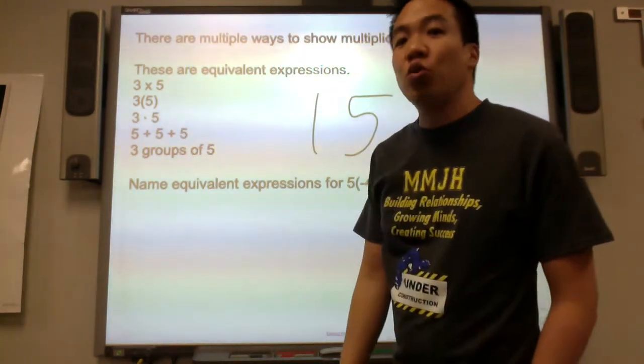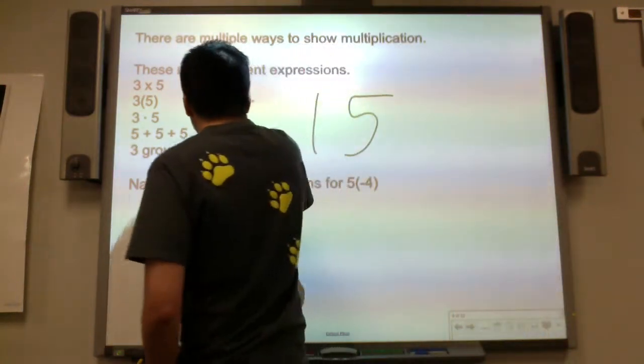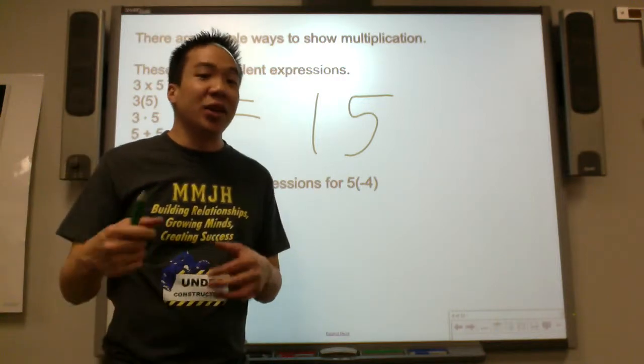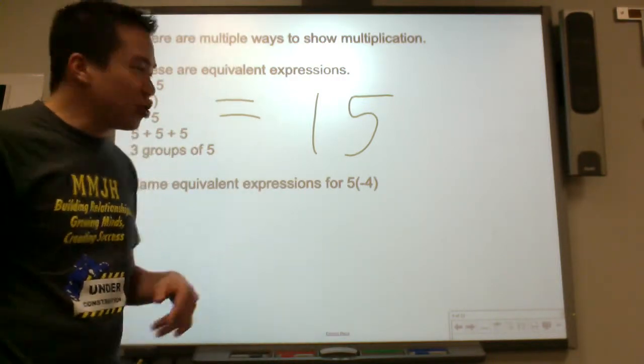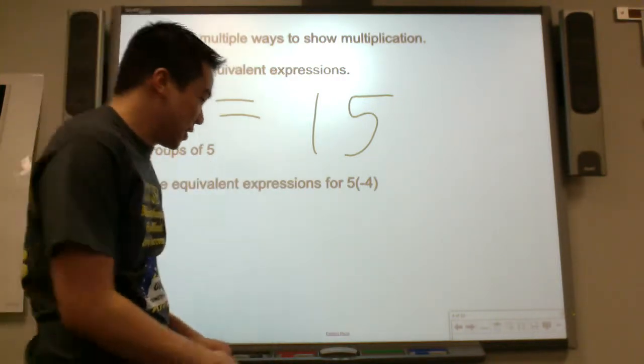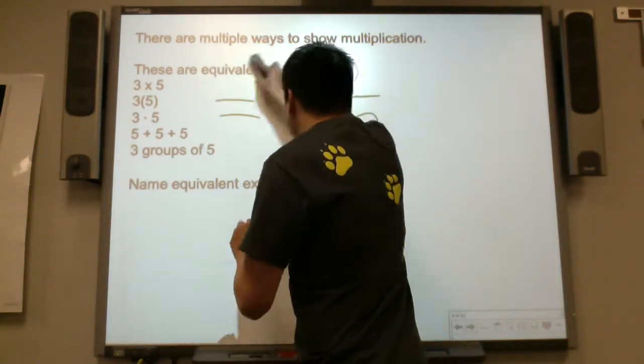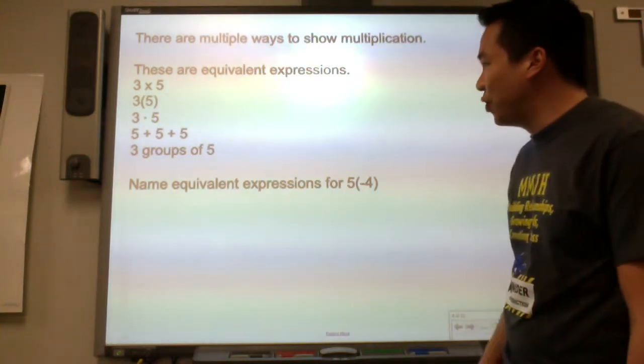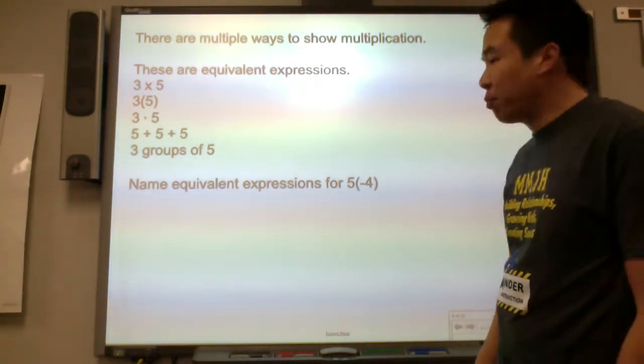So if I ask you to write it as an equation, you will set this equal to 15, because an equation is a math sentence with an equal sign. An expression is just the math sentence. Let me erase this. So can you name some equivalent expressions for 5 parentheses negative 4?